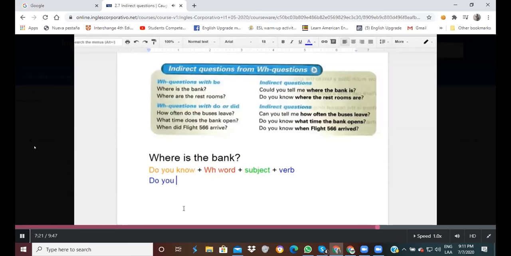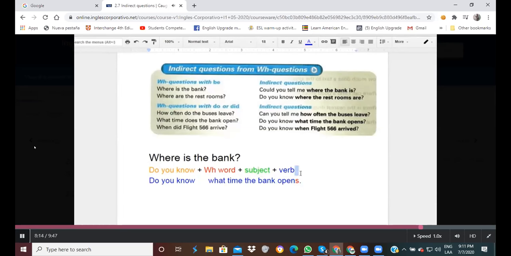So let me go ahead and write that example now. Do you know? That follows a WH word, so in this case it is what time. Then that follows the subject. And one thing that I want you to notice here is that in our indirect question, we remove the auxiliary verb. So we don't include does or do. It no longer exists in our indirect question. Do you know what time the bank opens? And the other thing that happens here is that the verb in this case will need to have an S. That's because we don't have an auxiliary verb, and the subject of the verb is singular and we're talking in the present, therefore we need an S, as you can see there.